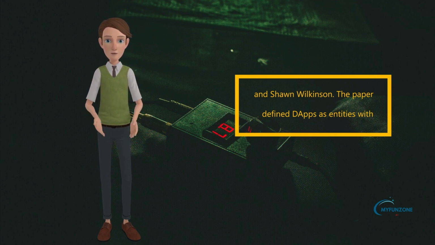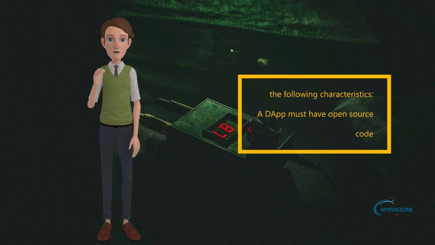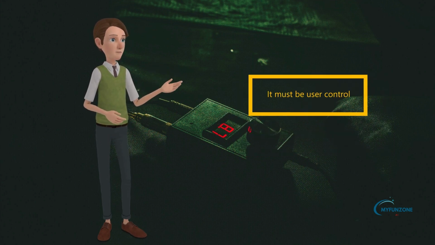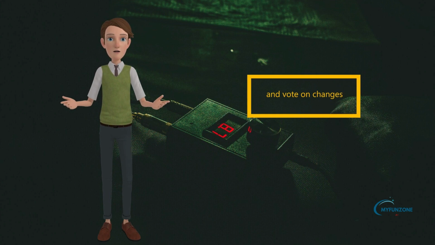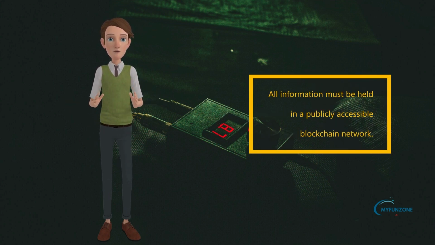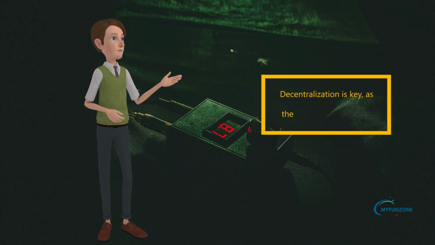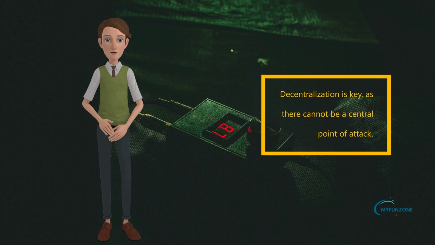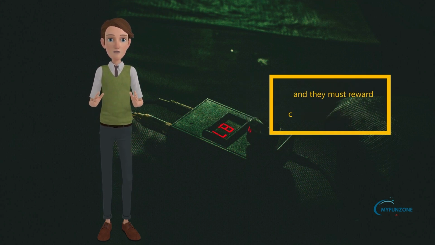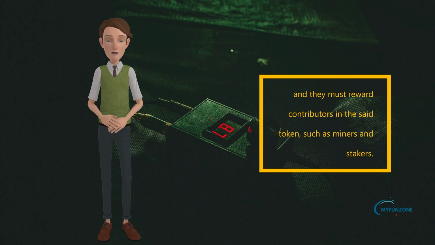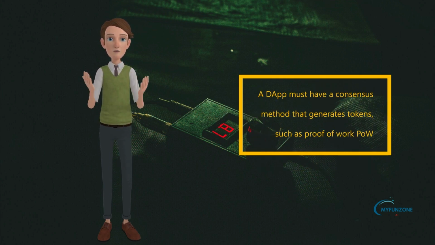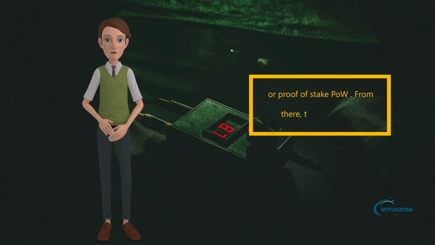The paper defined DApps as entities with the following characteristics: a DApp must have open source code and work without third-party intervention. It must be user-controlled, as in they propose and vote on changes that are automatically implemented. All information must be held in a publicly accessible blockchain network. Decentralization is key, as there cannot be a central point of attack. DApps must have some sort of cryptographic token for access, and they must reward contributors in the said token, such as miners and stakers. A DApp must have a consensus method that generates tokens, such as proof of work (POW) or proof of stake (POS).